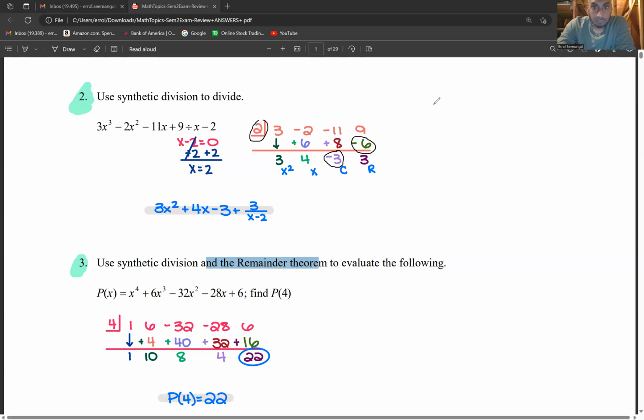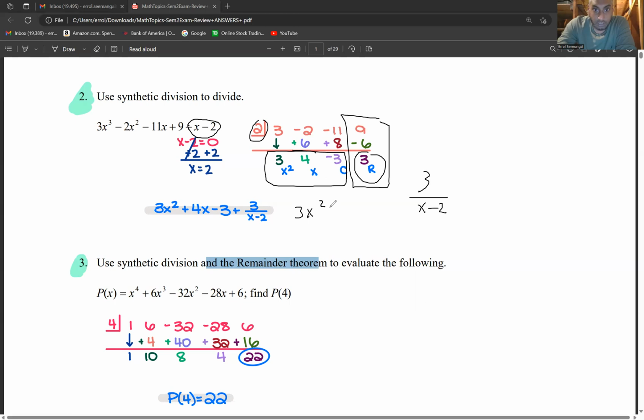And then if it's remainder theorem, the remainder is the answer. See this remainder right here, three. It's going to go on top as the numerator in the fraction part. The numerator will be the remainder, and the denominator would be this part right here, x over 2. And then these are your coefficients right here.